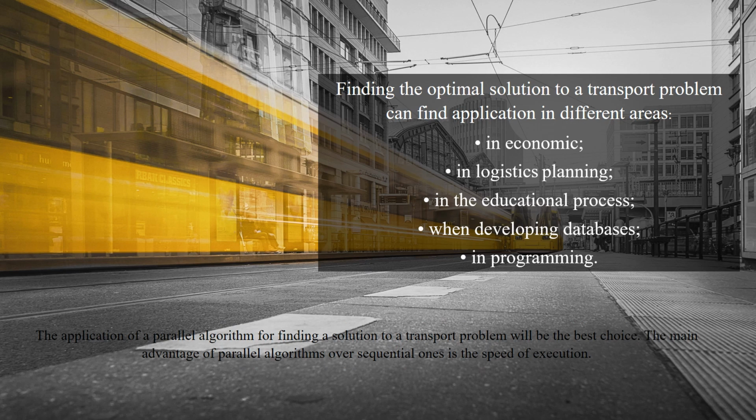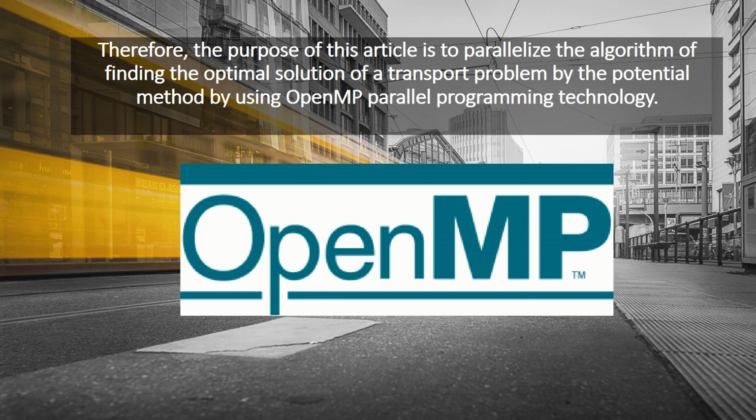The application of a parallel algorithm for finding a solution to a transport problem will be the best choice. The main advantage of parallel algorithms over sequential ones is the speed of execution. Therefore, the purpose of this article is to parallelize the algorithm of finding the optimal solution of a transport problem by the potential method by using OpenMP parallel programming technology.